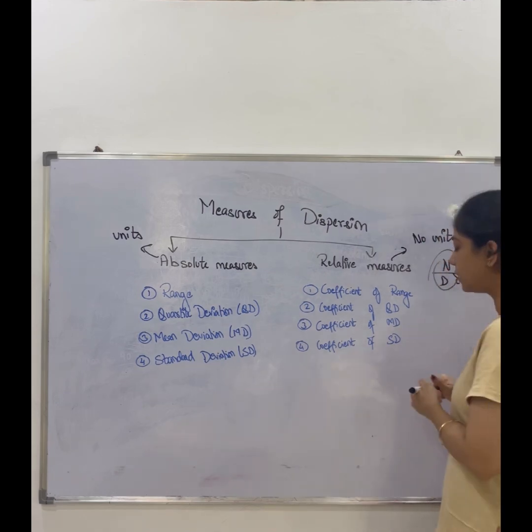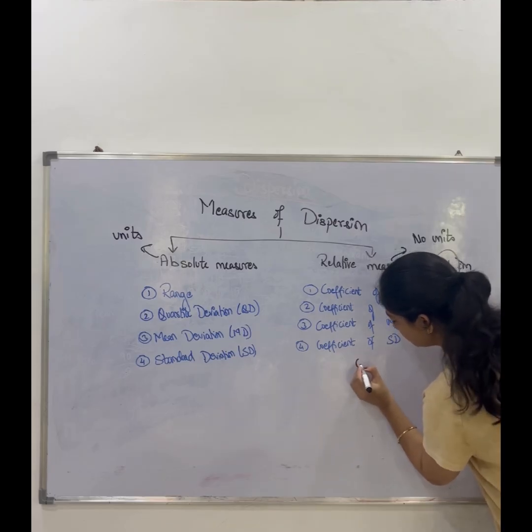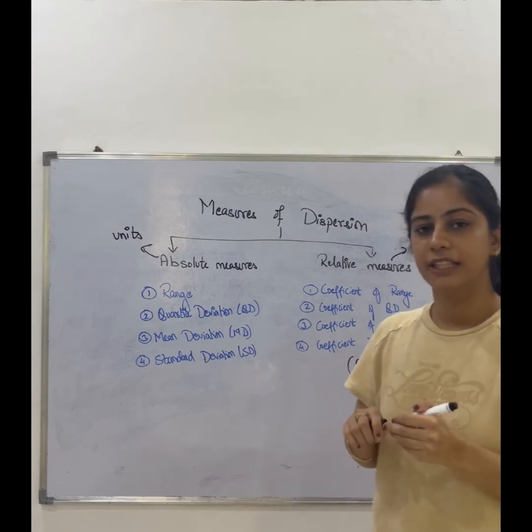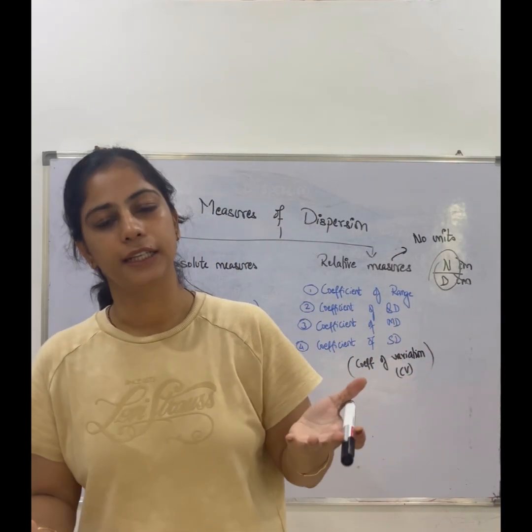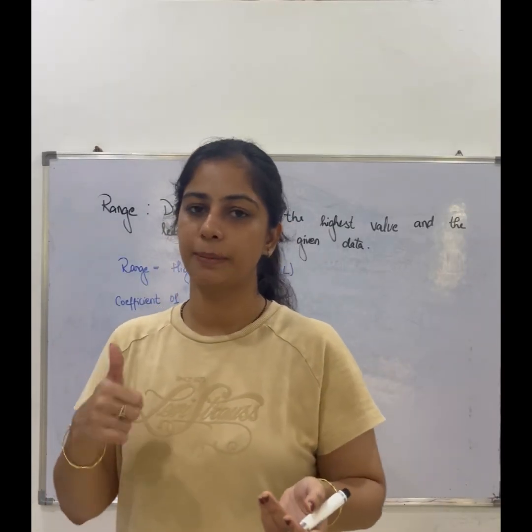You can also call this the coefficient of variation, denoted as CV. Okay, so these are the different measures which we will be learning under dispersion. The first measure of dispersion is range.